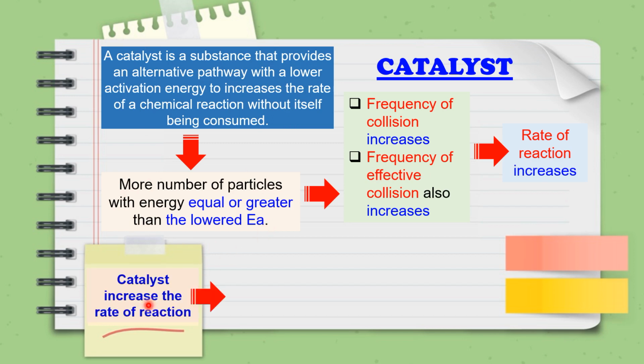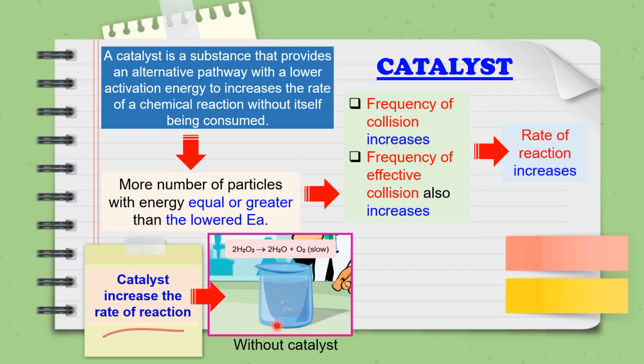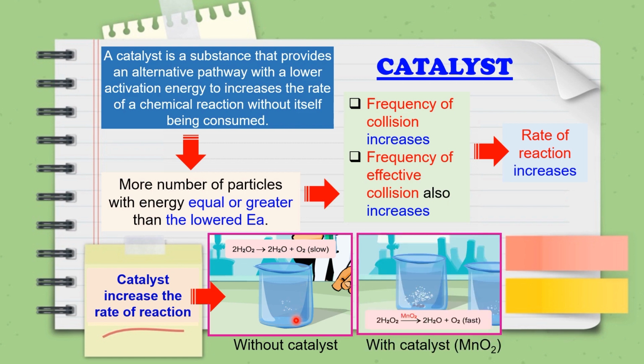Alright, so in conclusion, a catalyst increases the rate of reaction. For example, let's say I have this reaction: hydrogen peroxide decomposes into H2O and oxygen gas. Without catalyst, the bubbles of oxygen gas released are a very small amount. This is the observation without catalyst. But when we add MnO2, which is the catalyst, we can see a vigorous reaction occur. We see more bubbles of oxygen gas released, faster than without catalyst. So we can conclude that a catalyst increases the rate of reaction.